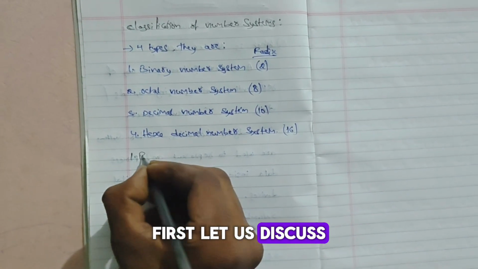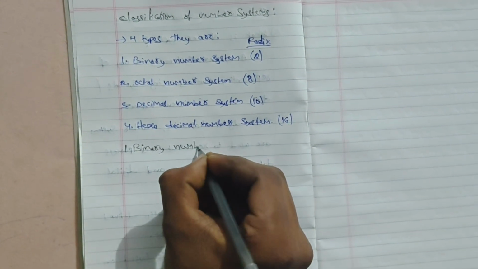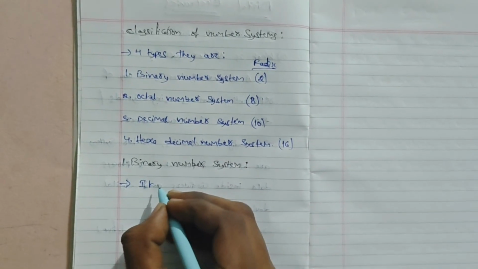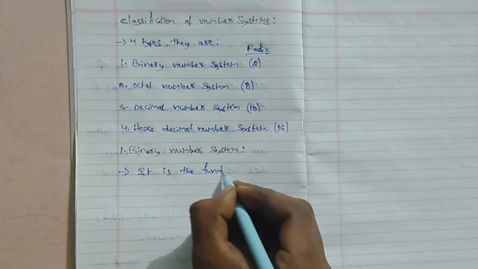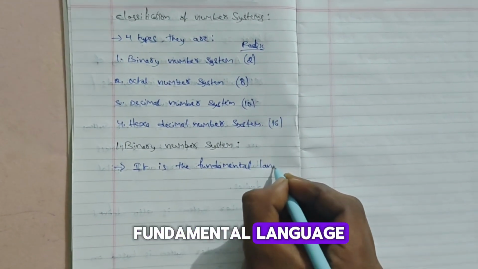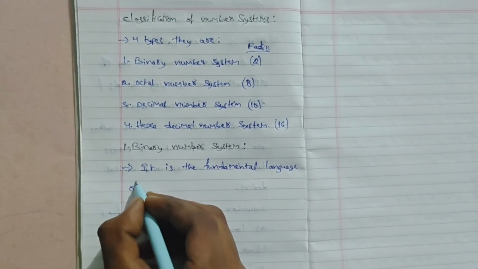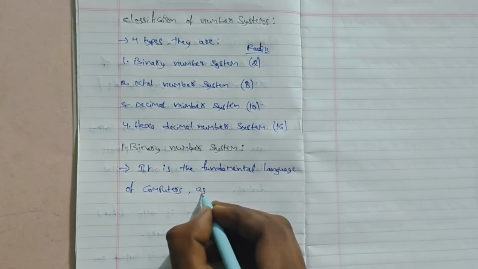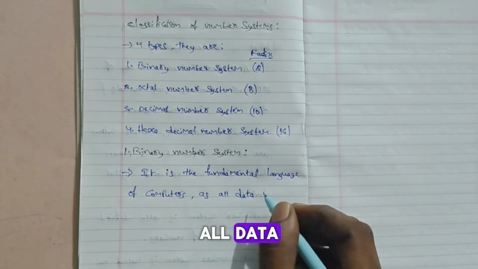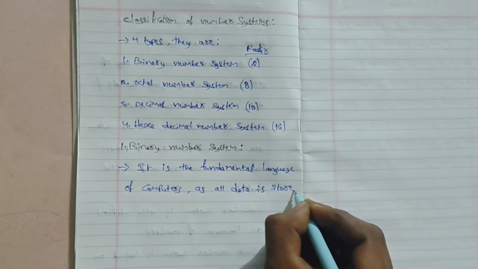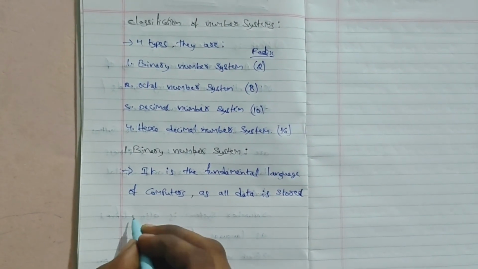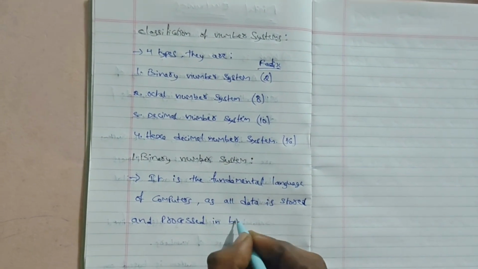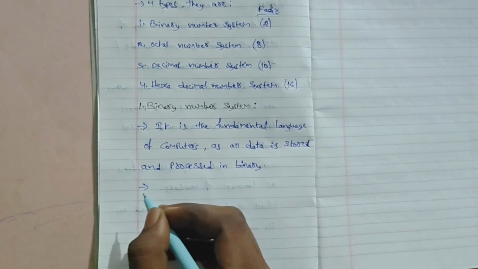First, let us discuss the binary number system. It is the fundamental language of computers, as all data is stored and processed in the binary number system.